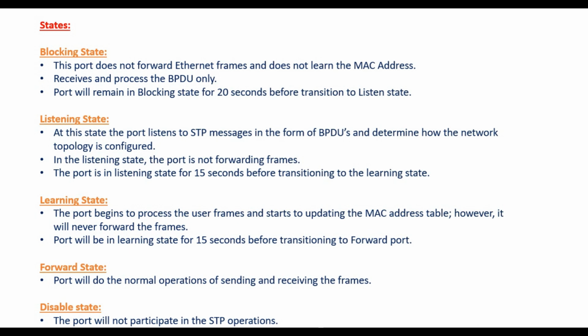One of the main disadvantages of STP is the convergence time. As we said earlier, it is slow convergence, because if the active link goes down, the other link which is in a blocked state needs to become active. It needs to wait for 15 seconds in the listening state, and again 15 seconds in the learning state to come to the forward state. So at least it needs to wait for 30 seconds. So the convergence time is too slow. In order to overcome this, the Rapid Spanning Tree Protocol was developed. So let's discuss RSTP in detail in our next video.